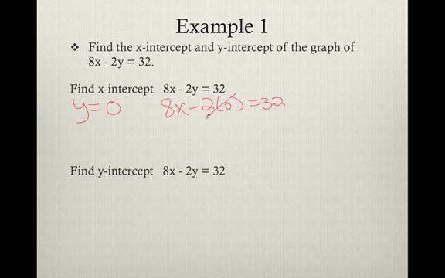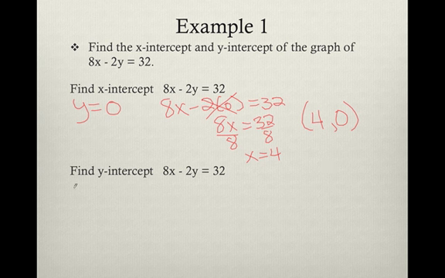Order of operations, we're going to multiply before we add or subtract. We know that 2 times 0 is going to give me nothing, so I'm going to be subtracting nothing. I have 8x is equal to 32. Divide both sides by 8. X is equal to 4. So my x-intercept is my x value, comma, what was my y value there? Well, I said my y was 0. There's my x-intercept, (4, 0).